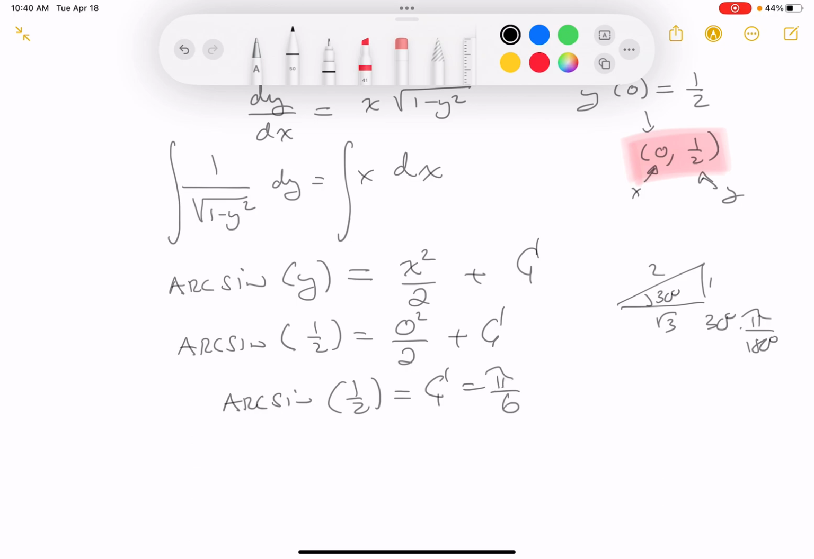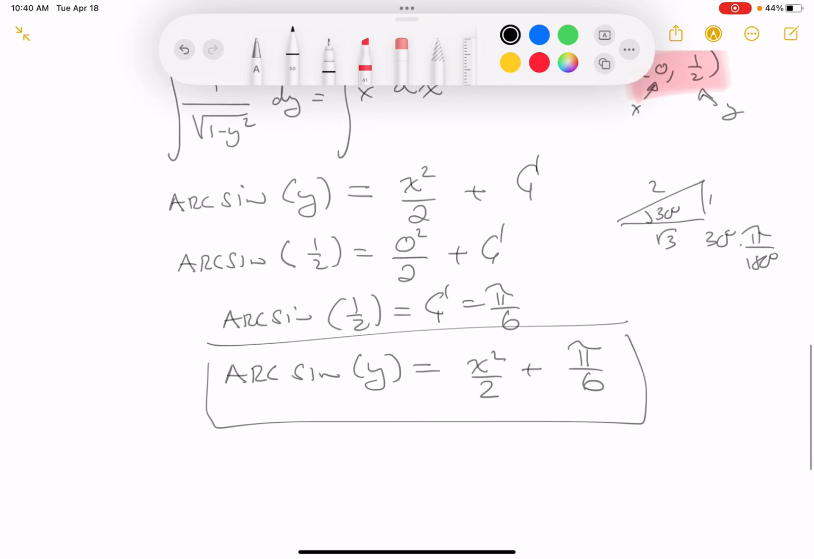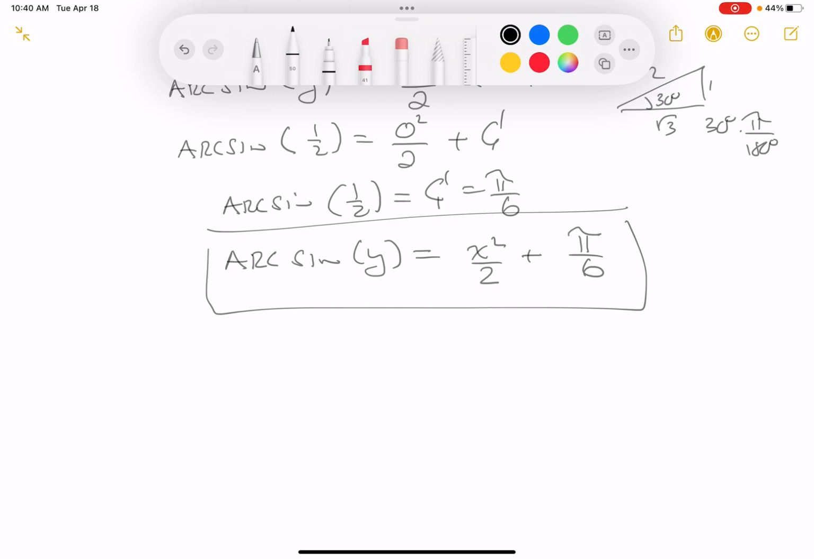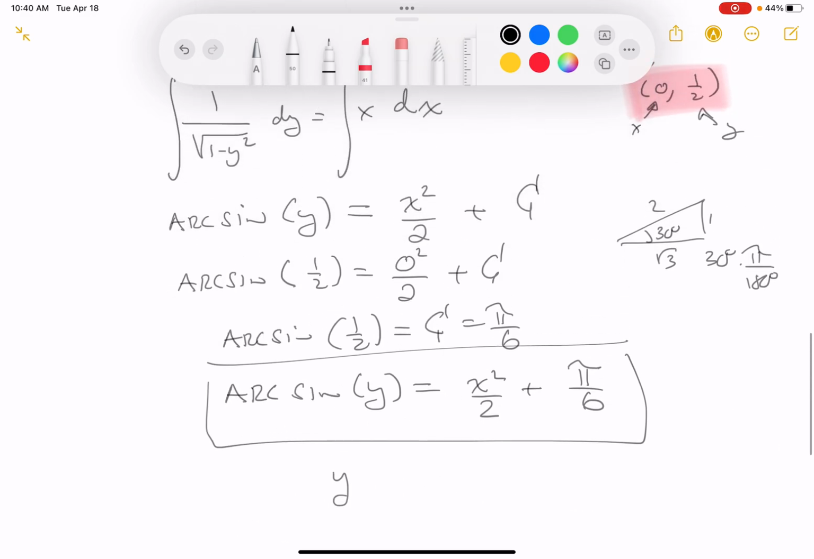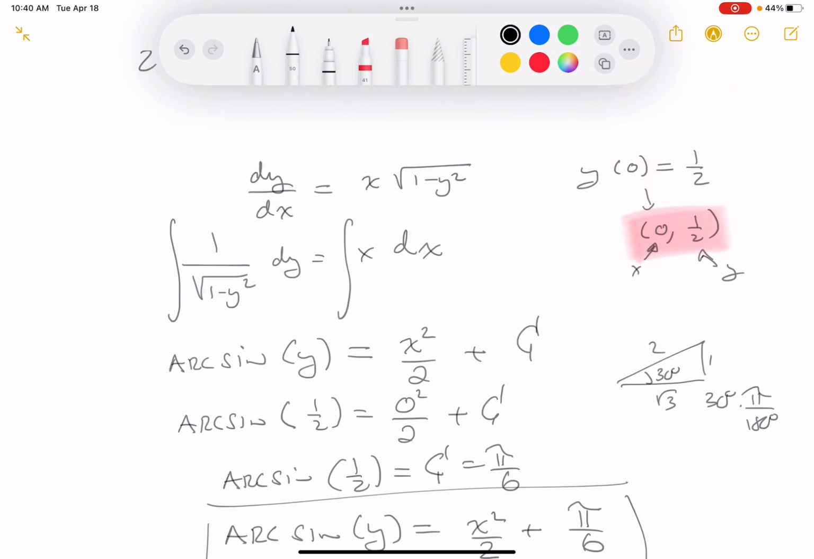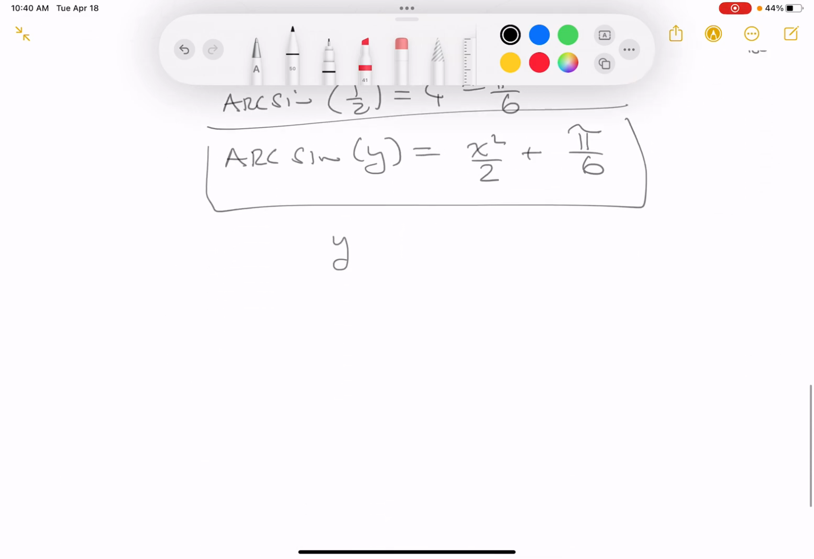And my answer is going to be this over here. Arc sine of y is equal to x squared over 2 plus pi over 6. That's the answer I would write down. A lot of teachers like to solve for y, by the way. And someone says, why is that? If you look at the original condition given, it was solved for y. So let's put this down.